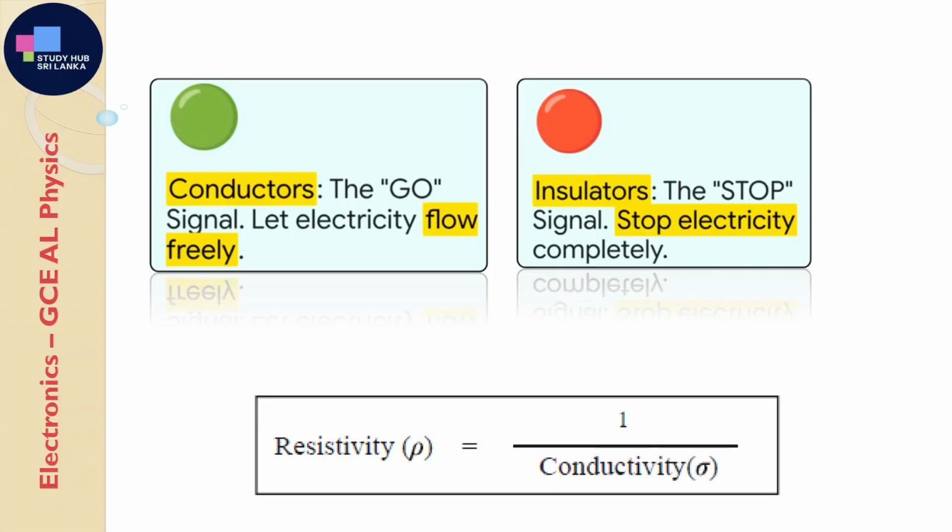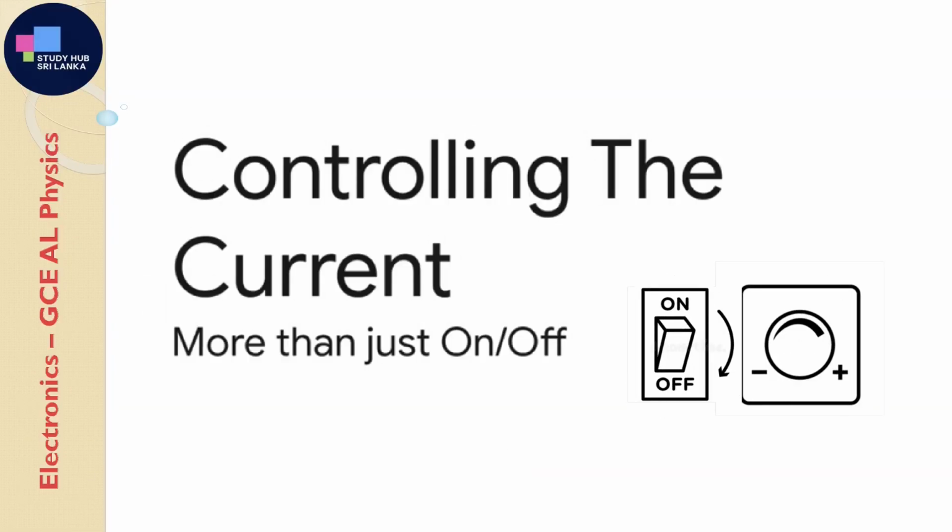For the longest time, we basically had two modes, on and off. On one hand, you've got conductors, like copper wire. They're the permanent go signal. Electricity just flows right through. And on the other hand, you've got insulators, like rubber, which are a permanent stop signal. Nothing gets through. But here's the thing. Just having a simple on-off switch isn't enough to build something complex, like a computer. You need more than that.